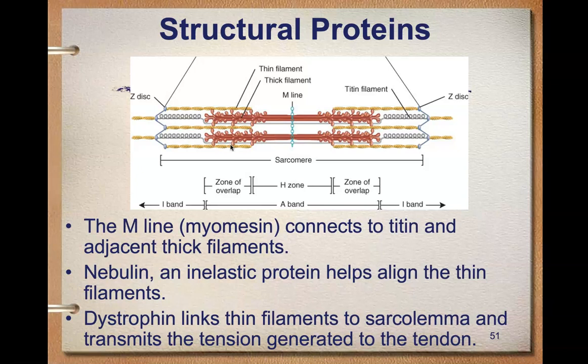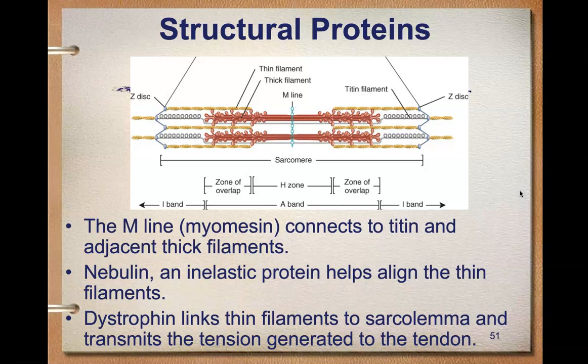And then dystrophin, which you may have heard of before. If you've heard of muscular dystrophy, you may have heard of this protein. Dystrophin is going to, and again, not depicted here, link the thin filaments to the sarcolemma. That's why it's not depicted here, because you can't see the sarcolemma. It would link these thin filaments to the actual cell membrane, the sarcolemma. And then it helps to transmit the tension from these sarcomeres to the actual tendon. So from these myofibrils eventually to the tendon.